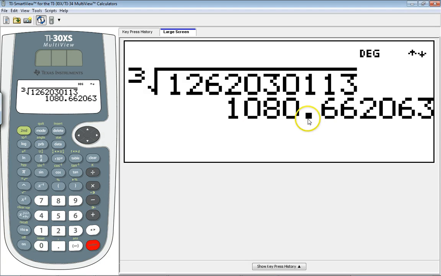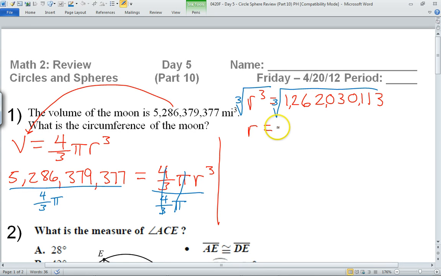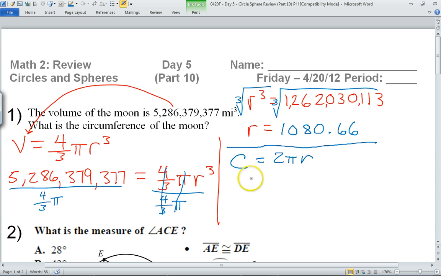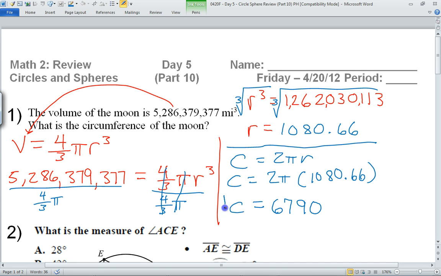So this is what we get for the radius. I'm going to keep both decimal places here. So 1080.66. Alright, that's the radius. Now I can go ahead and find the circumference. The circumference is 2 pi times the radius. So the circumference should be 2 pi times 1080.66. So just put that in your calculator and that should be the answer. So I'm getting the circumference is 6,790.